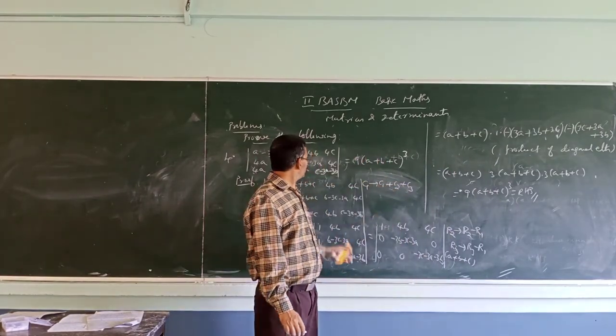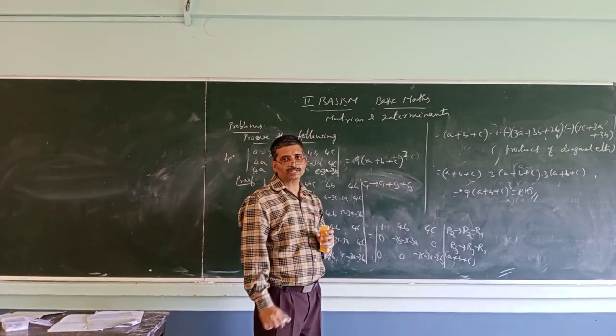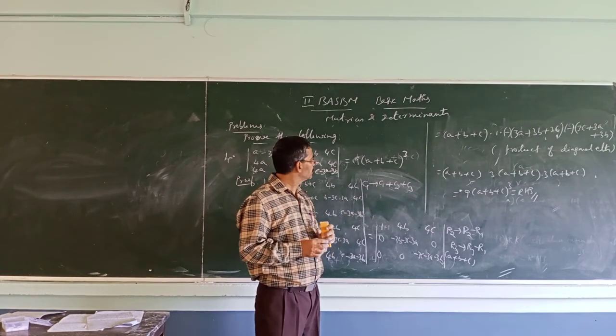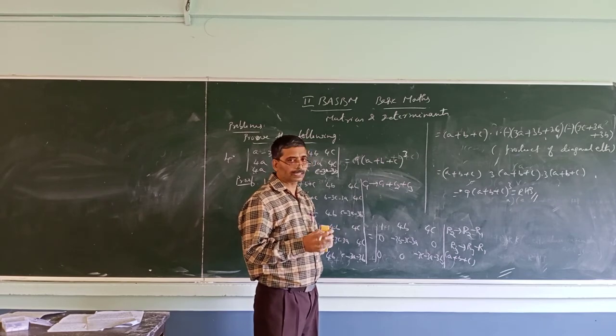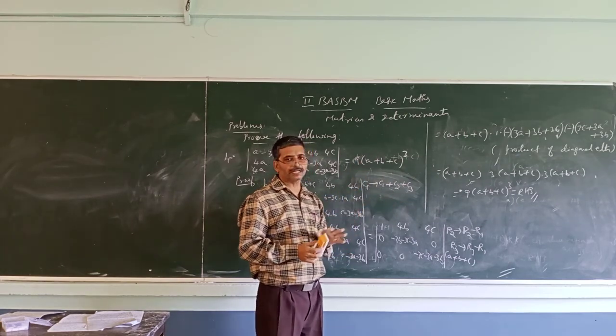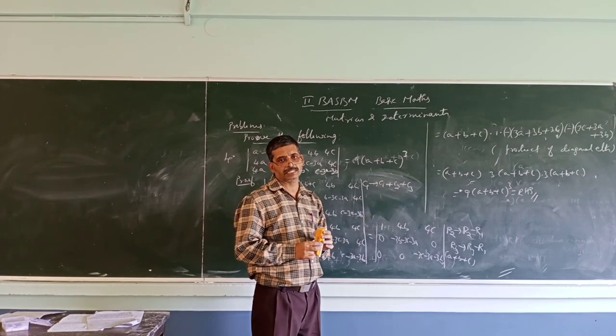This is how we can do simplification. Just try to get the pattern. Determinant problems are like this only. So if you are able to get the pattern and observe what the right hand side is, you can proceed in that manner and get the required result.